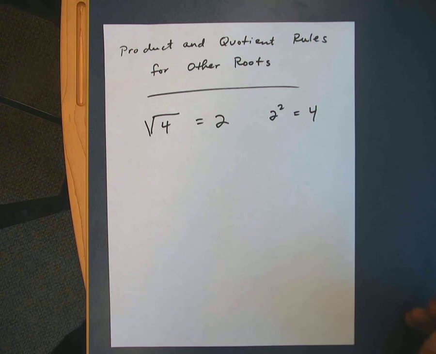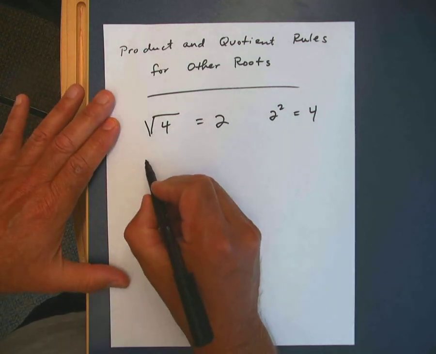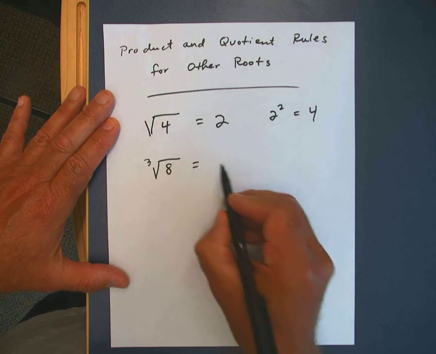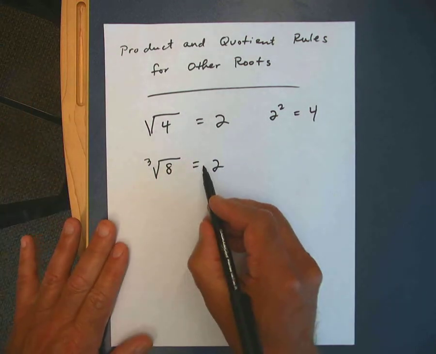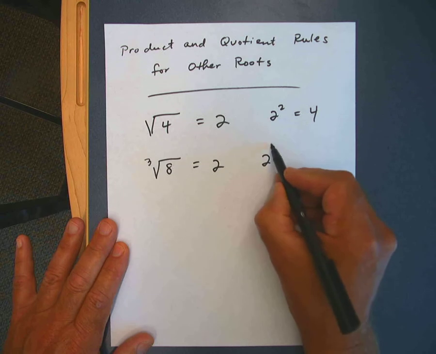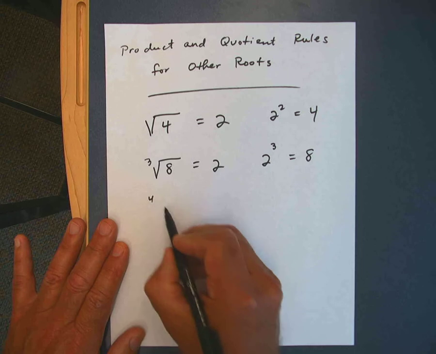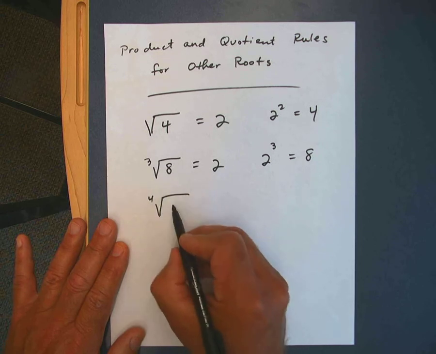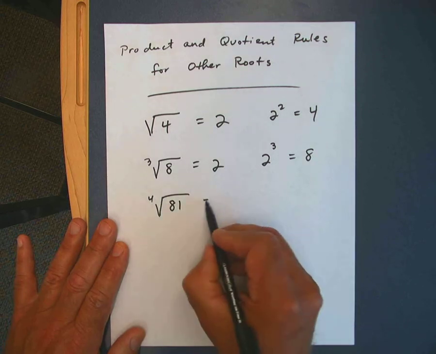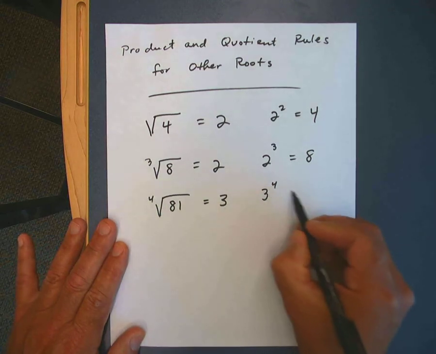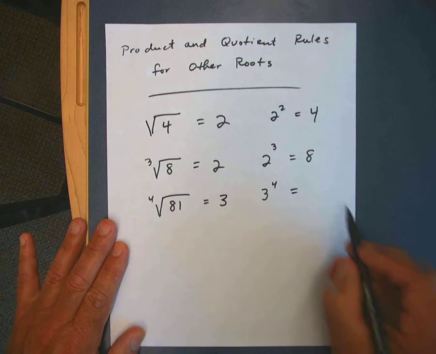For example, cube roots, fourth roots, I know you've been exposed to them, but you probably have not worked with them a lot. For example, the cube root of 8 is equal to 2, and the reason for that is because when you cube 2, you get 8. Similarly, the fourth root of 81 is equal to 3, because if you take 3 and raise it to the fourth power, you get 81.